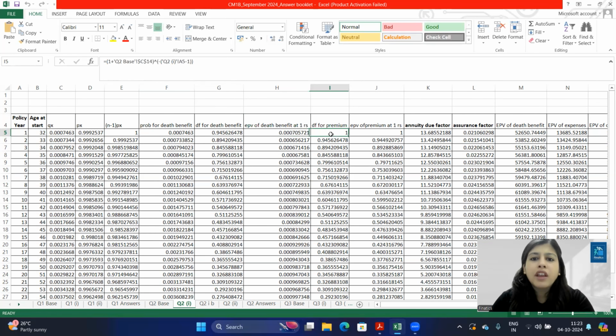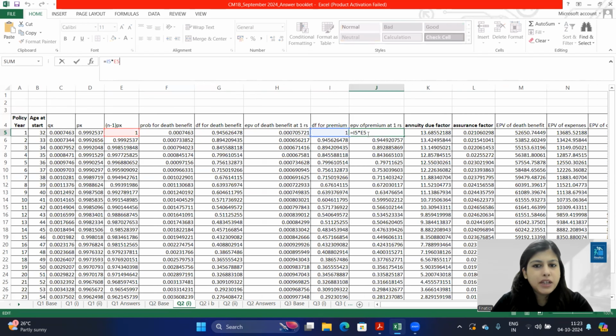We get this. The discounting factor for premium is 1 plus i to the power minus of time minus 1, because it starts from 0. The premium is paid at time 0. It's paid annually in advance, as you see, the premium payable is annually in advance. EPV of premium we can calculate using n-1 px into the discounting factor. Now the annuity due factor is nothing but the sum of this entire column divided by the EPV, and only the last cell should be fixed, and the assurance factor is again the same thing.